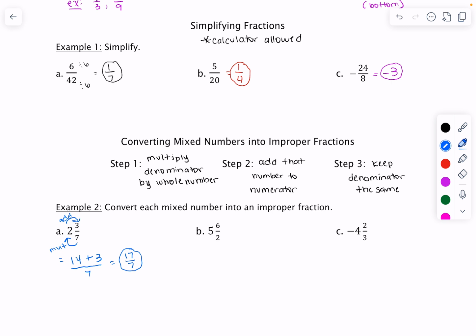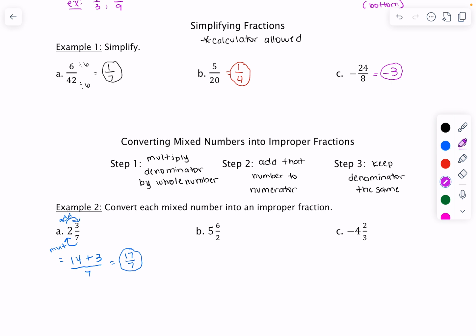Keep the denominator 7. So 2 3/7, that's a mixed number, converts into 17 over 7, which is an improper fraction because 17 is bigger than 7. I want us only working with improper fractions, not mixed numbers. You won't see mixed numbers very often, but when you do, it needs to be converted into an improper fraction. So let's check out 2 more examples.